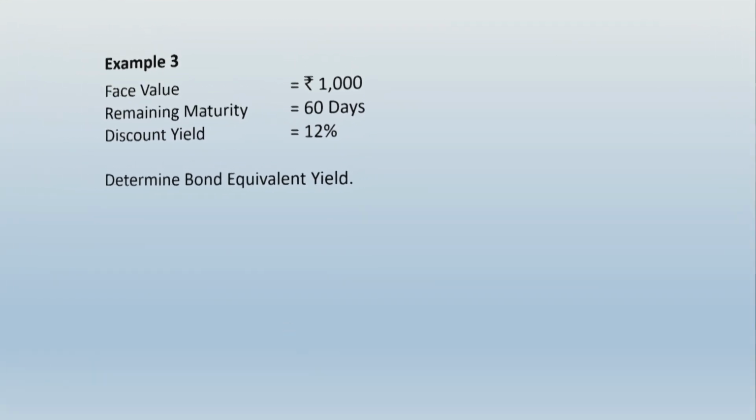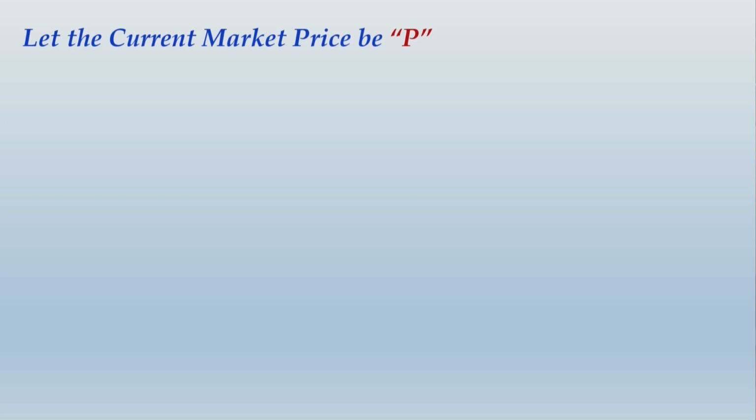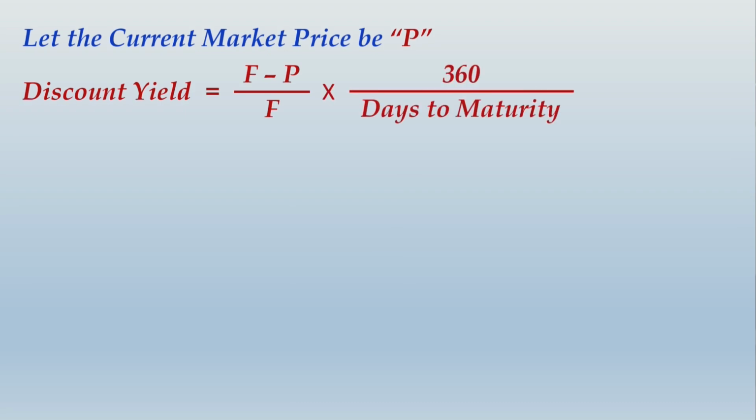As a part of the solution to this example, how will you start? Let the current market price be P. So discount yield will be (F minus P) divided by F, into the days adjustment, 360 divided by days to maturity, for converting this into annualized discount yield. And that annualized discount yield is already informed to you in the question. Face value is also known, that is 1000 rupees. P is unknown, so we have to find the value of P, and days to maturity is given as 60 days.